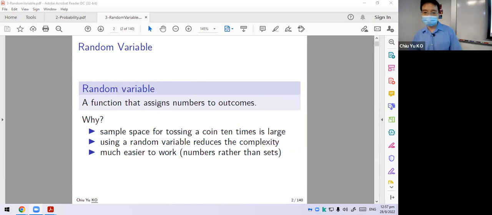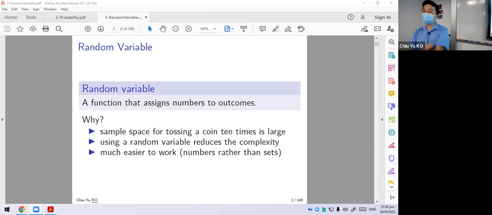So basically what we are trying to do is put numbers to outcomes. That's a function. A function is like you put something in, you get something out. Just put in the outcome, and it gives you the number. And you may ask why we want to do it. First, remember if you toss the coin 10 times, how many outcomes you have is almost 1,000, 2 to the power 10. Drawing the tree diagram is very difficult. But if you consider a random variable, that actually simplifies a lot.